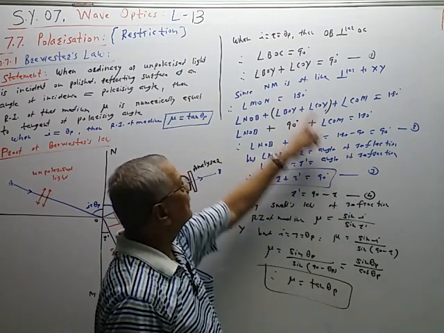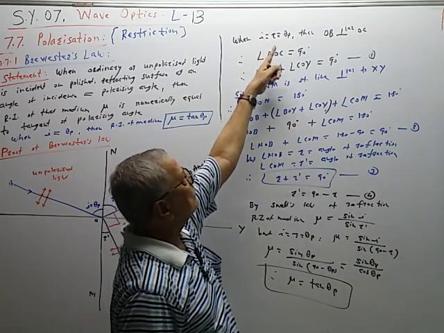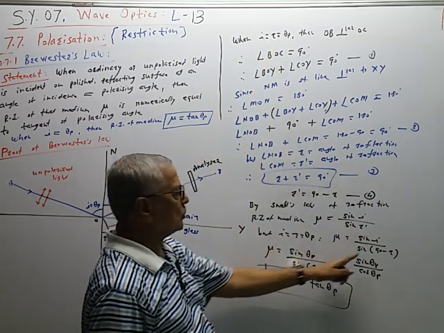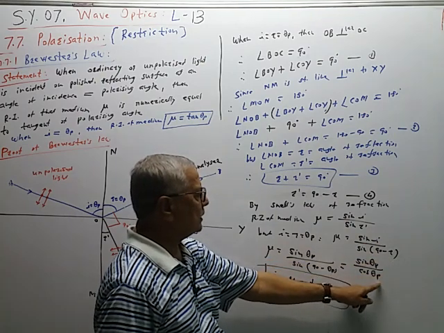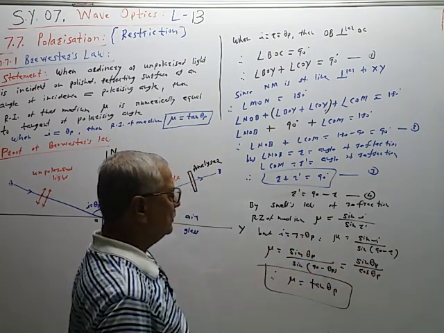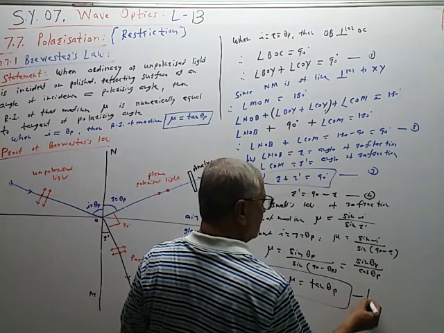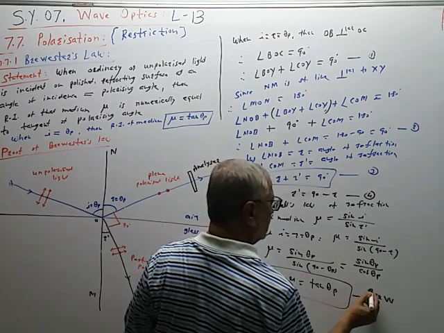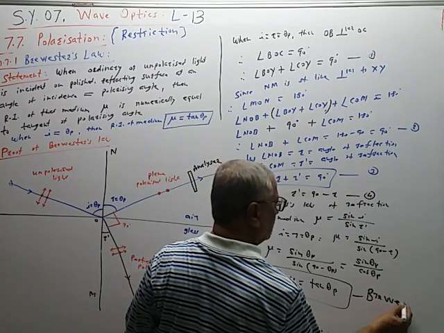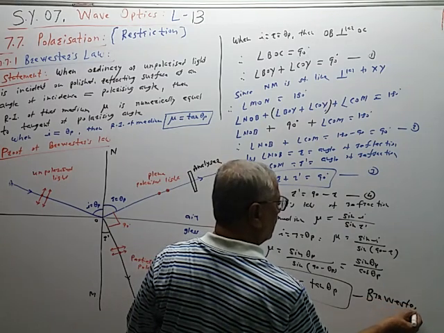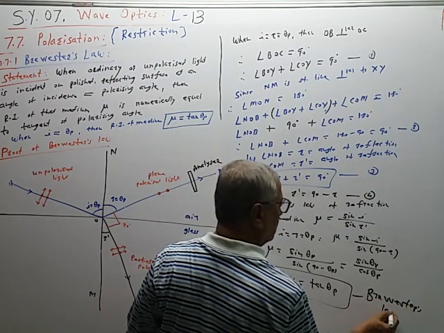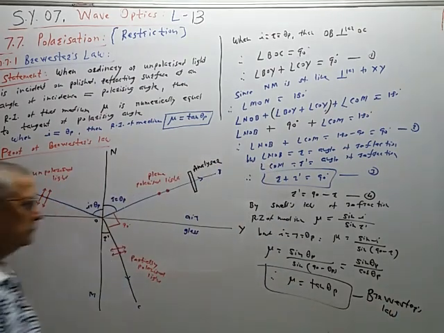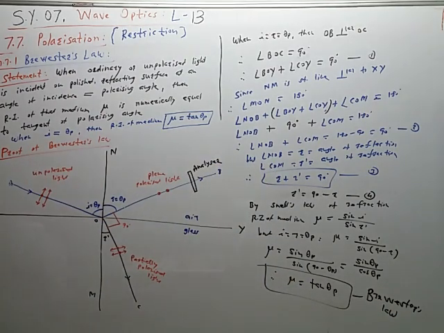So i and r, they are equal. When r is equal to theta p, then this will happen. So put i is equal to theta p, put r is equal to theta p, and then we get this equation. So this is Brewster's law. Like this. So this is the proof of Brewster's law.